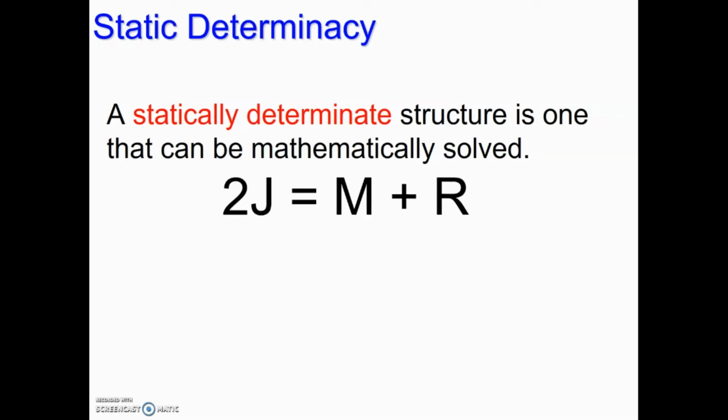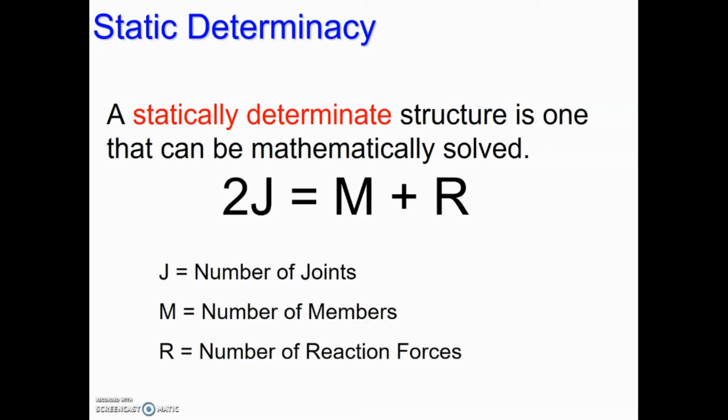So we have this equation, 2J equals M plus R. J represents the number of joints within your truss, so that is where members and reaction forces meet together. M is the members, or the straight pieces of your bridge. And R is the number of reaction forces from your pins and your rollers.